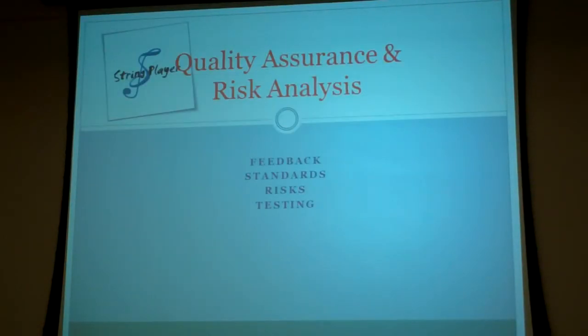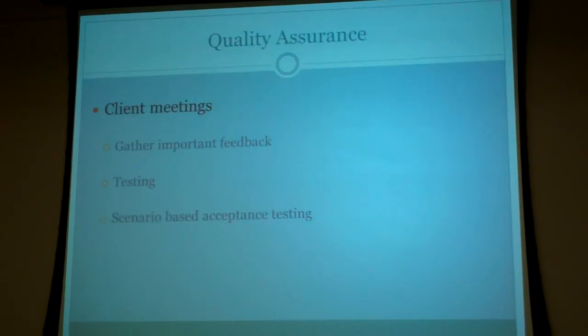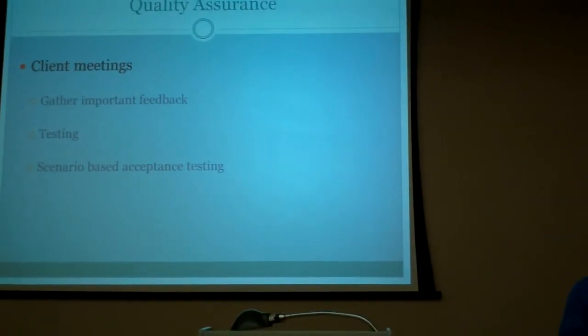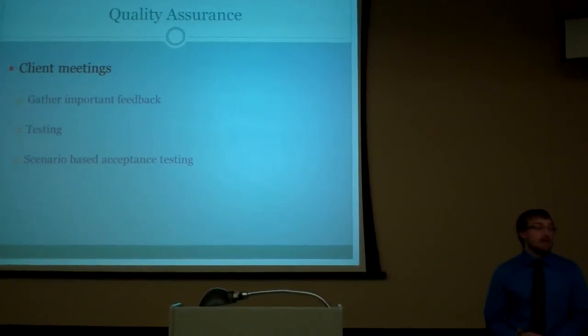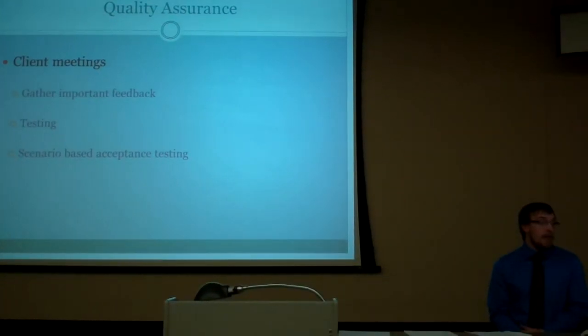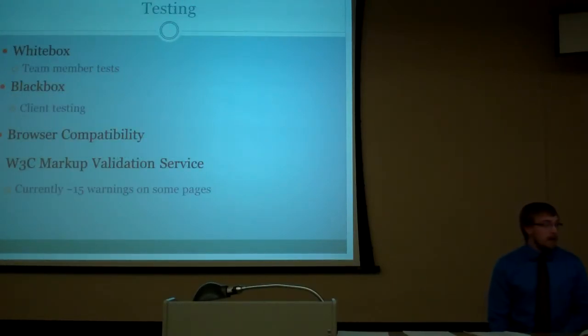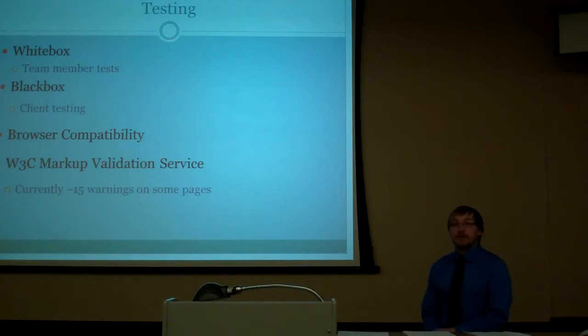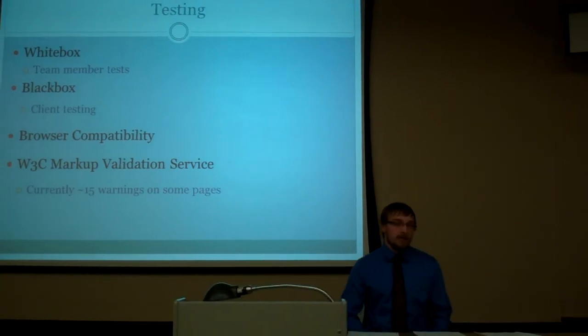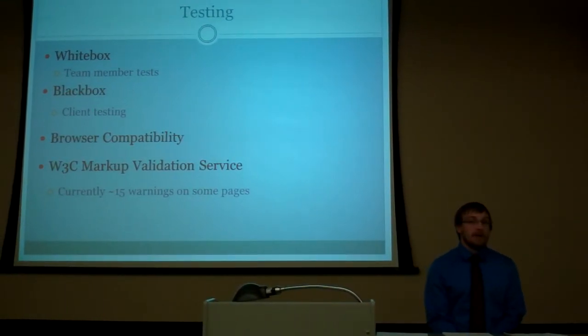Right. So I'm going to go over the quality assurance and risk analysis. We'll talk about the feedback, some standards, some risks we've identified, and the testing. So we have client meetings every 2 weeks. We've been kind of black box testing with them, and we have plans to do scenario-based acceptance testing. I'll talk about the testing a little bit more. We've been doing white box testing, so we know everything behind the scenes. So we've been testing it as we go.